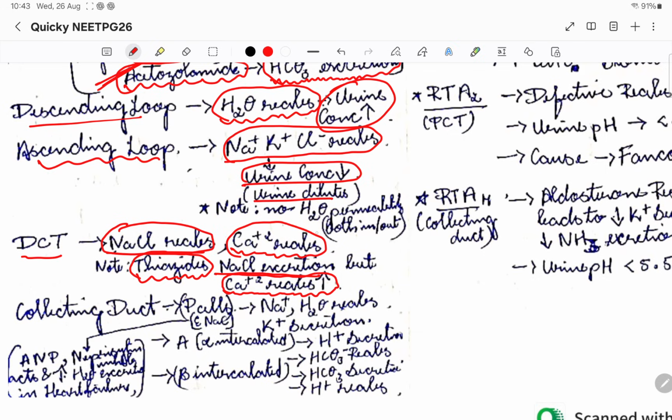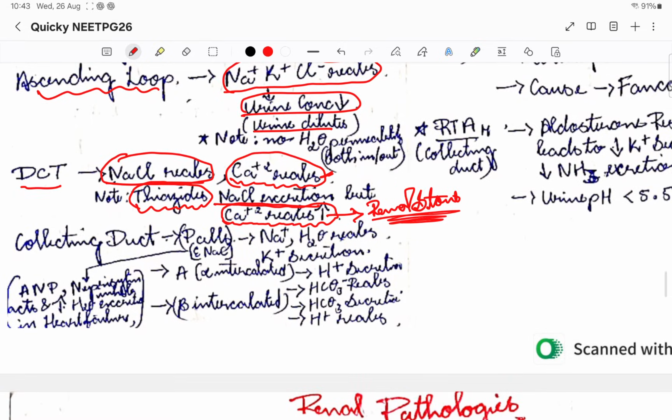The channel's main function is calcium reabsorption only, but when thiazide is given, there is increased calcium reabsorption. That is why in renal stones, this is one of the best drugs that can be given to prevent renal stones. Because all the calcium is reabsorbed, there is no calcium left to form stones in the urine, so that is why thiazide is used.